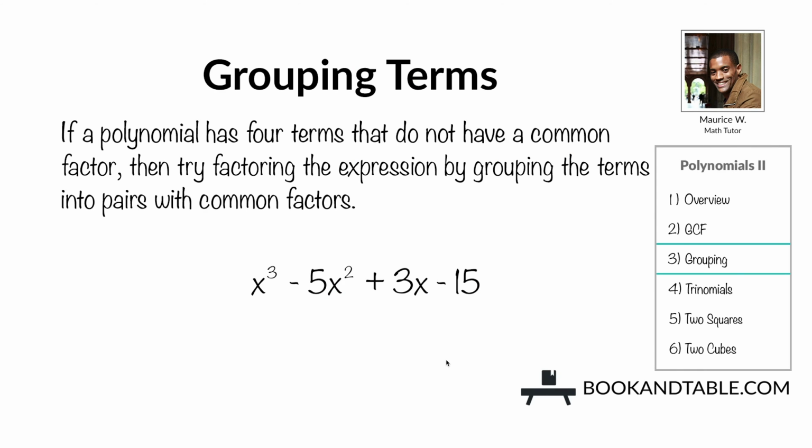Let's now discuss how we use the grouping method to factor polynomials with 4 terms. If a polynomial has 4 terms that do not have a common factor, then try factoring the expression by grouping the terms into pairs with common factors. So let's say we had the polynomial x cubed minus 5x squared plus 3x minus 15. There isn't a singular factor that can be removed from all 4 of these terms. However, if we group together the first 2 terms, x cubed minus 5x squared, they do have a common factor of x squared.